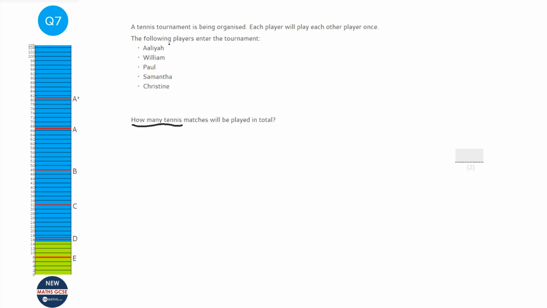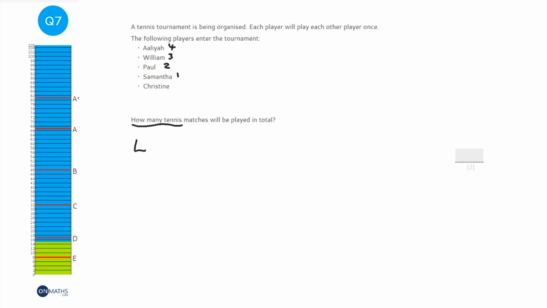Elia has 4 people that they're going to play against: William, Paul, Samantha and Christine. William, well, we've already counted Elia's match with William, so William only has 3 left that he can play. Then Paul, we've already counted his match with the other 2, so he's only going to play Samantha and Christine, other than his matches we've already counted. Samantha's only got Christine left to play after we counted all the other matches. And Christine's matches have already been counted so far.